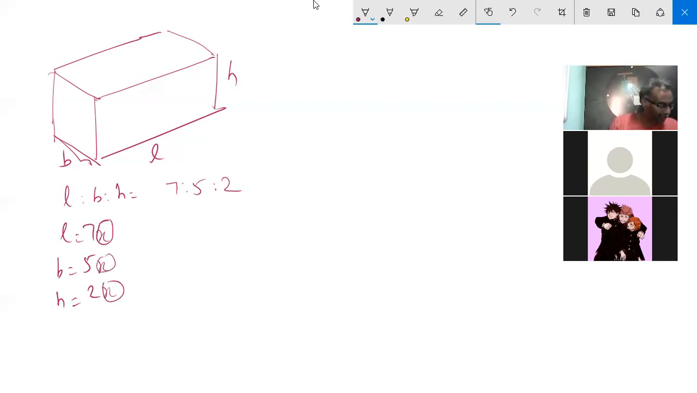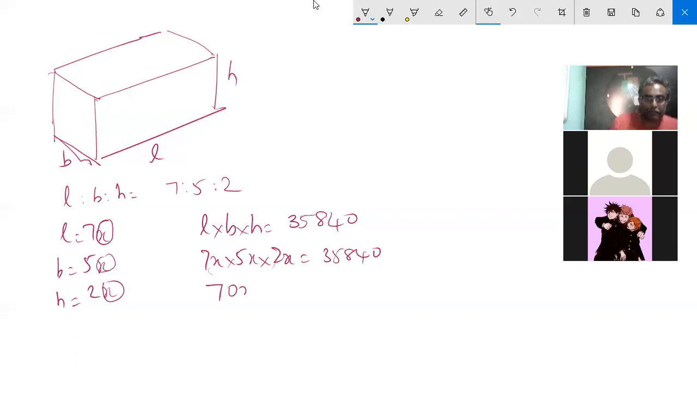Now its volume is 35,840. So length into breadth into height is equal to 35,840. That means 7x into 5x into 2x is equal to 35,840. 7 into 5 is 35, 35 into 2 is 70, so 70x cubed is equal to 35,840. You cut the 0 on both sides. x cubed is equal to 3584 by 7. 7 goes into 35 five times, into 8 one time, into 14 two times. So x cubed is equal to 512.